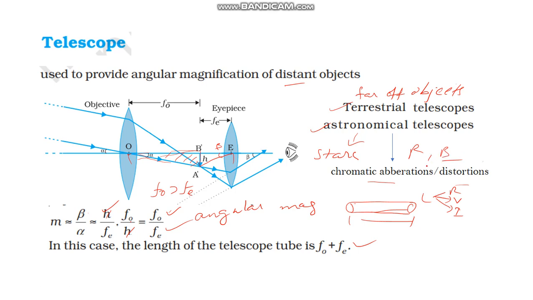So red will be formed at some point, blue will be formed at some other point. This type of problem comes under chromatic aberration. They don't focus at a single point, okay?